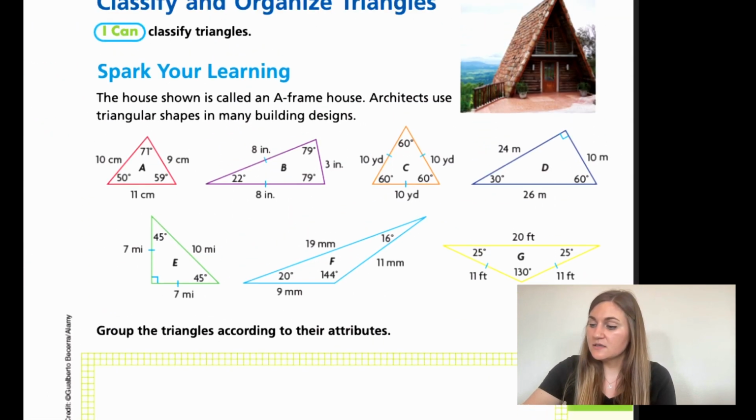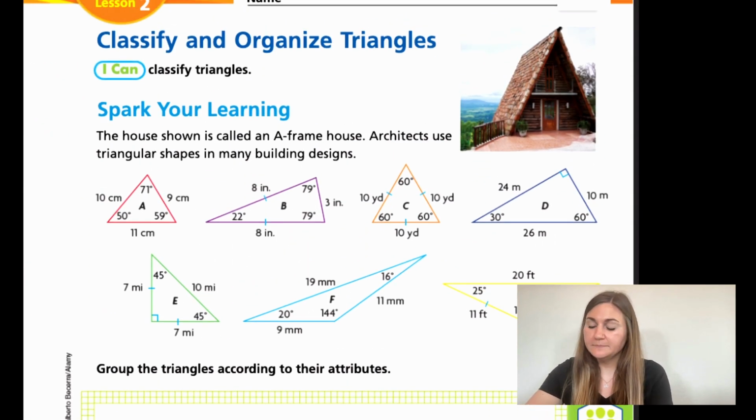All right, so moving into the lesson, we're on page 501. We have a Spark Your Learning. It says the house shown is called an A-frame. Architects use triangle shapes in many buildings and designs. So we are given a bunch of triangles, and it says group the triangles according to their attributes. So it's showing both their angles and their sides.